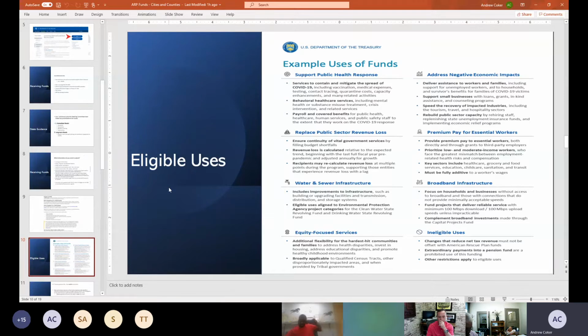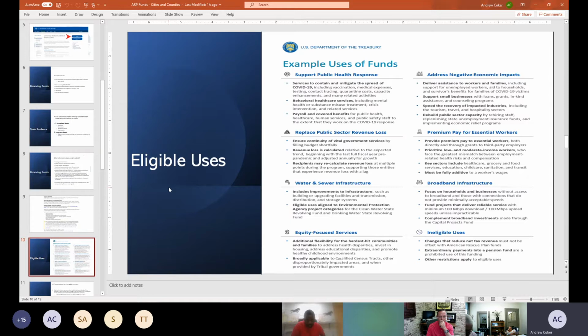The second one is going to be addressing the negative economic impacts. That could be a lot of different things: delivering assistance to workers and families, supporting small businesses, a lot of the stuff that comes naturally to what you might think these funds can be used for. With that, there's also an ability to replace the public sector's revenue loss. They're going to be releasing a formula that you can use to make sure that you're replacing revenue loss in the appropriate way. And we have some more information about that as well.